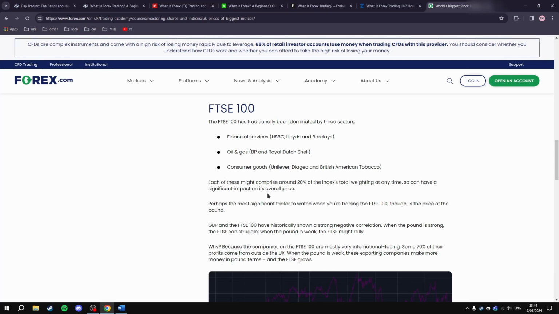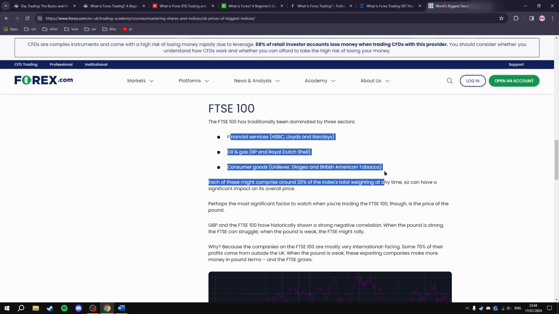Each of these might comprise around 20% of the index's total weighting at any time. So they make up around 60% then, all three of them, right?